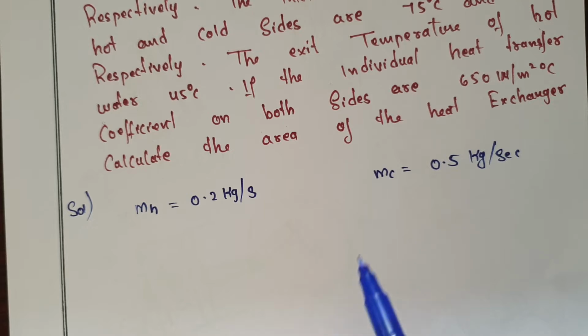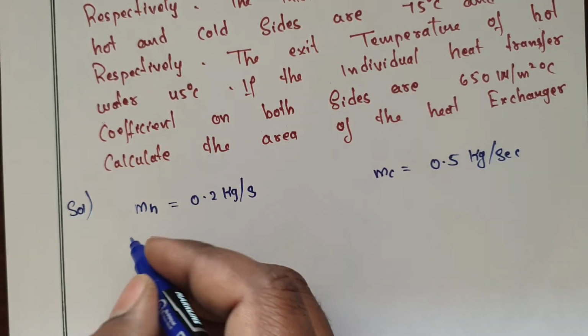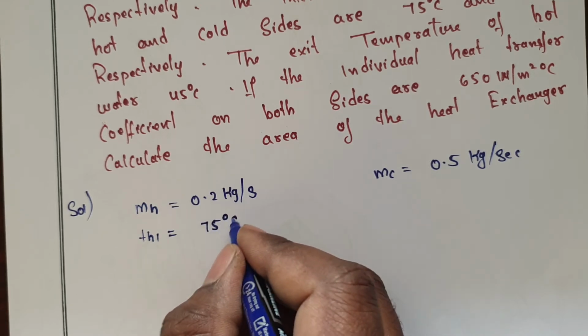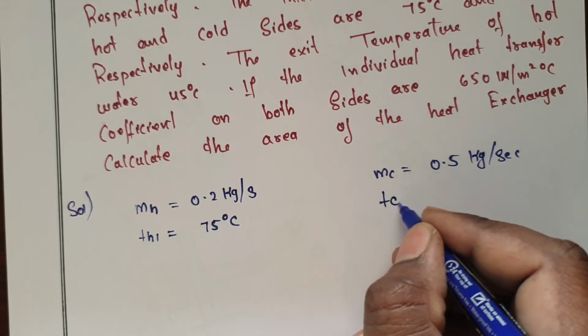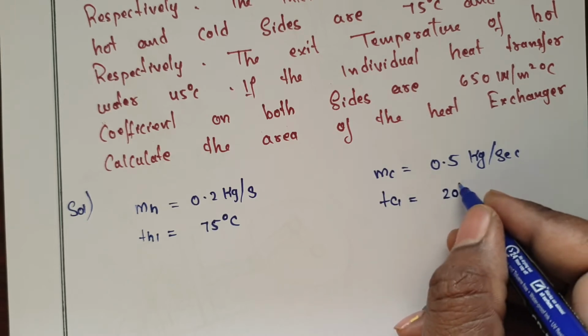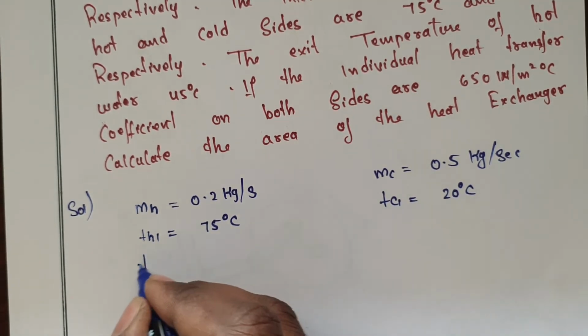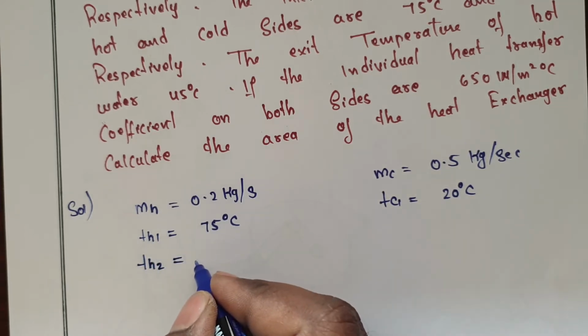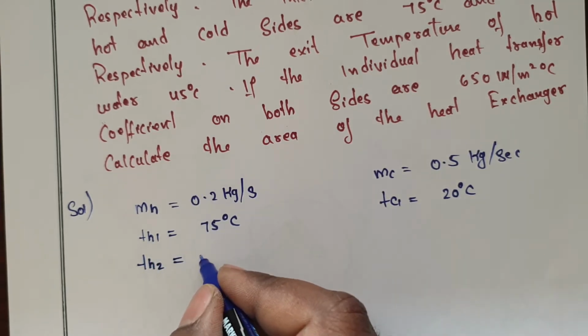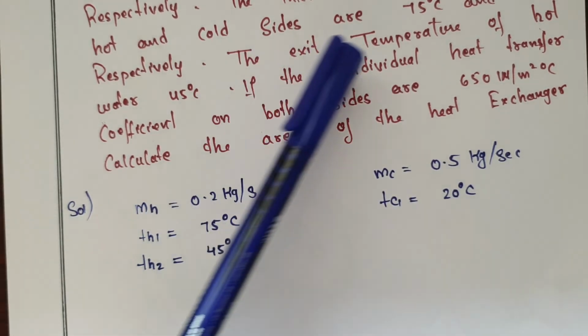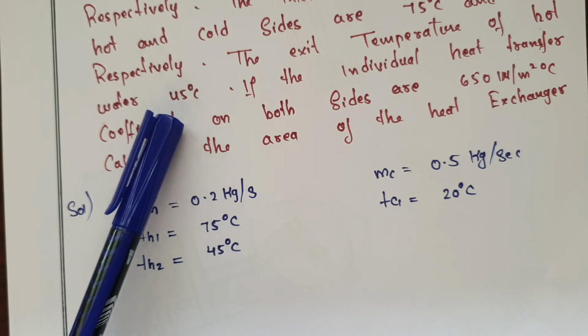After that, the inlet temperatures of the hot and cool fluid are given. The inlet temperature of the hot fluid is 75 degrees centigrade, and the inlet temperature of the cool fluid is 20 degrees centigrade. The exit temperature of the hot fluid is given as 45 degrees centigrade.